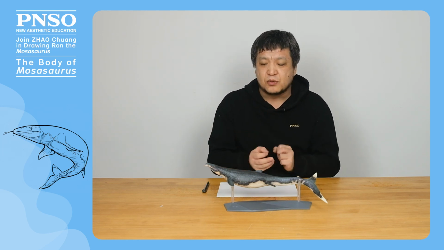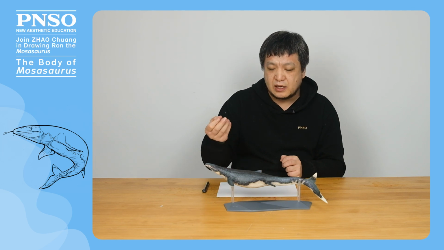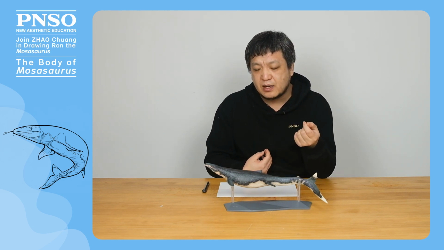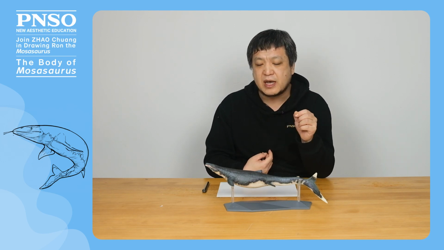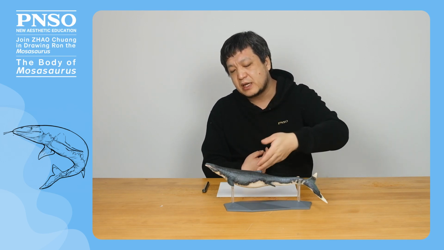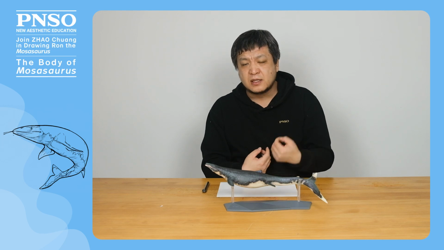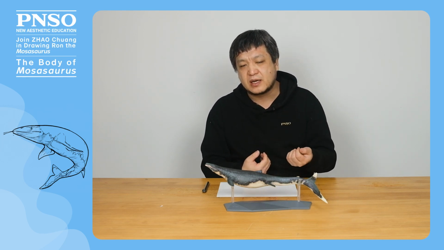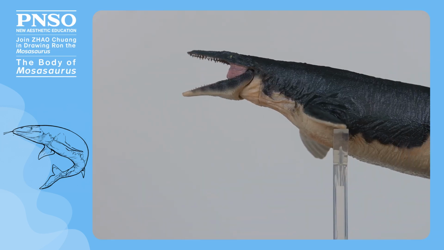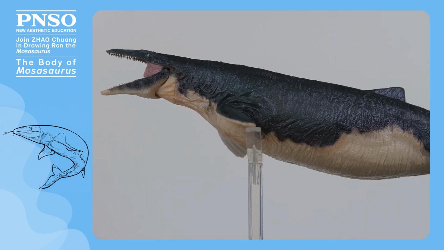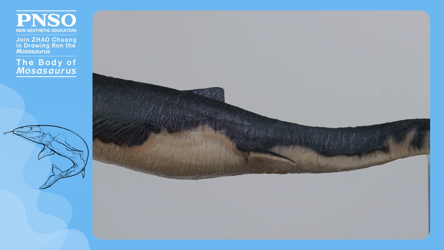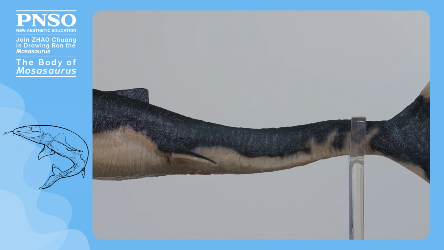Then about its body color. In recent years, about its skin pigments, we have some knowledge and deduce that it might be similar to the great white shark. This also tells us that Mosasaurus might be an animal that lived in the shallow water. Its body had the countershading coloration, which means its back was dark, and its abdomen was light. Like this, it could play a part in a sunny environment.